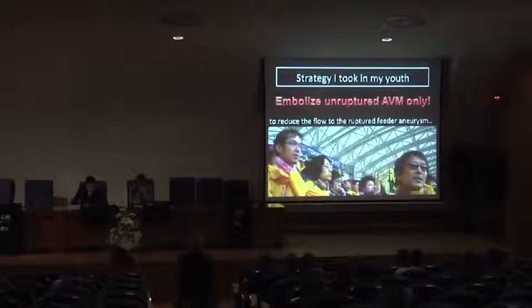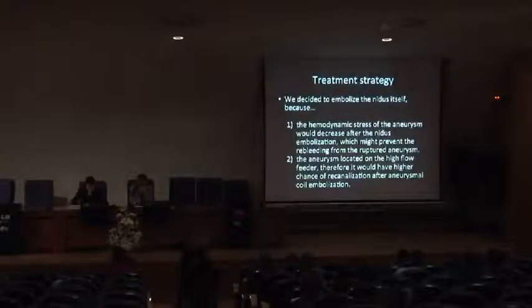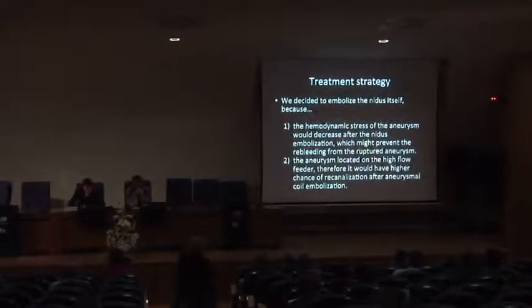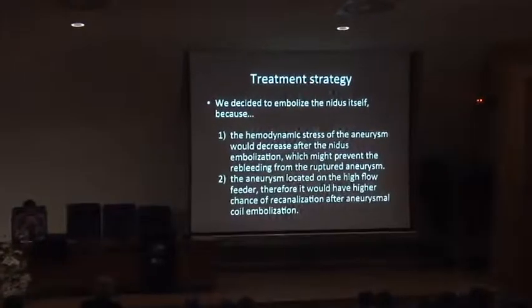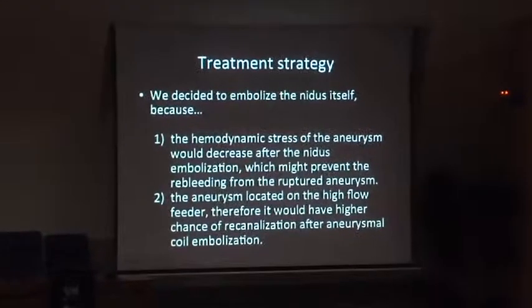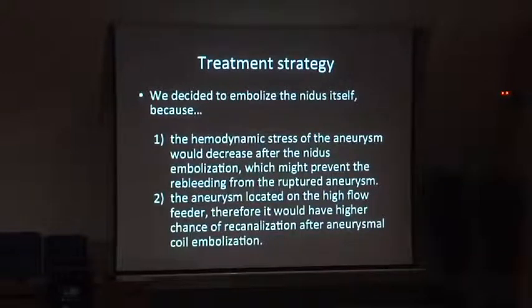The strategy I took in my youth: embolize the unruptured AVM only. We decided to embolize the nidus itself because, first, the hemodynamic stress on the aneurysm would decrease after nidus embolization, which might prevent rebleeding from the ruptured aneurysm. Second, the aneurysm is located on a high flow feeder, so it would have a higher chance of recanalization after aneurysmal coil embolization. Please imagine the rest. It was my young blood that drove me to do it.